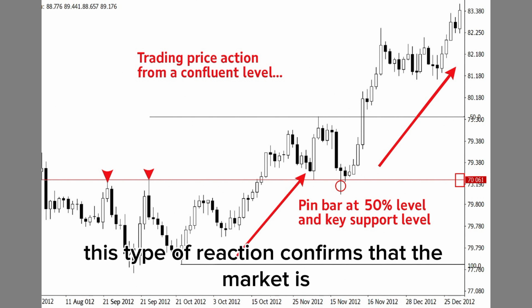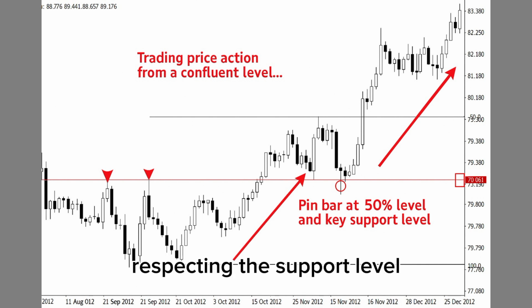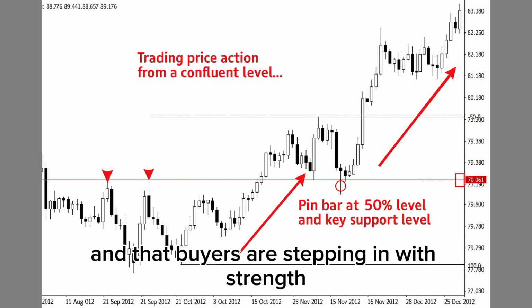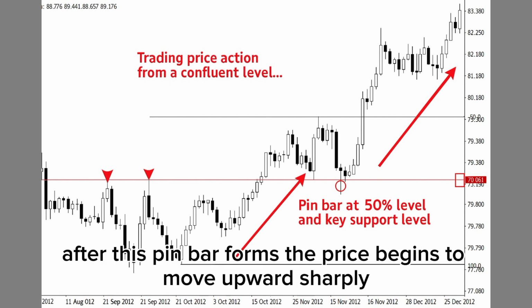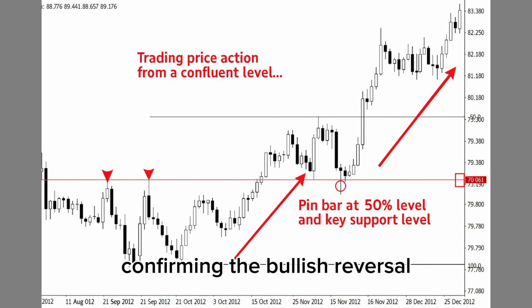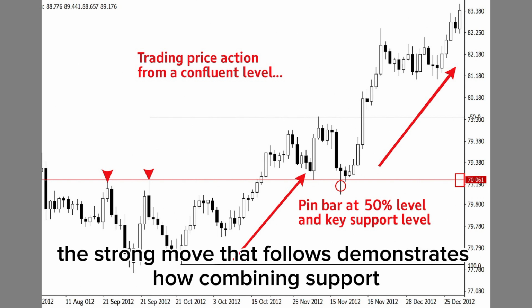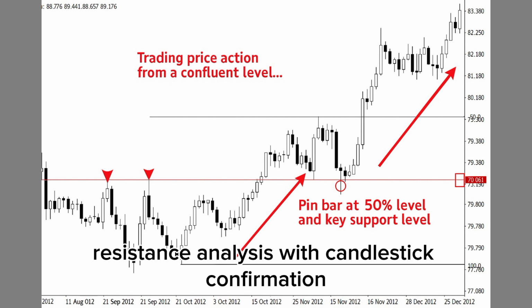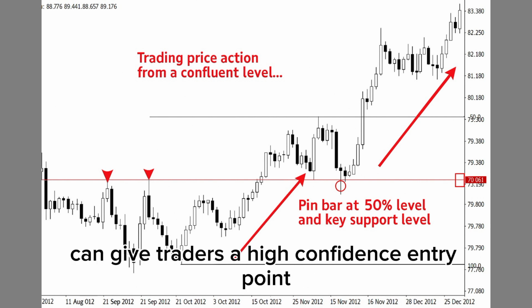This type of reaction confirms that the market is respecting the support level and that buyers are stepping in with strength. After this pin bar forms, the price begins to move upward sharply, confirming the bullish reversal. The strong move that follows demonstrates how combining support-resistance analysis with candlestick confirmation can give traders a high-confidence entry point.